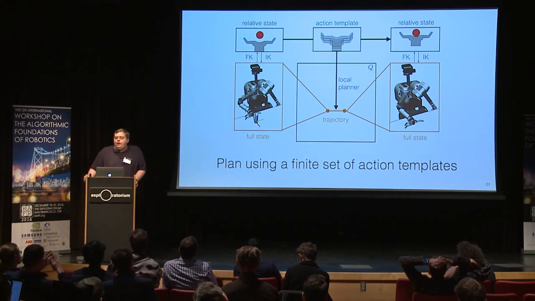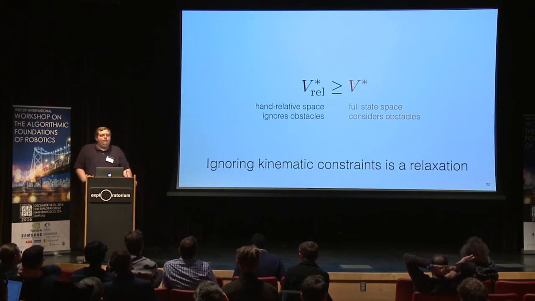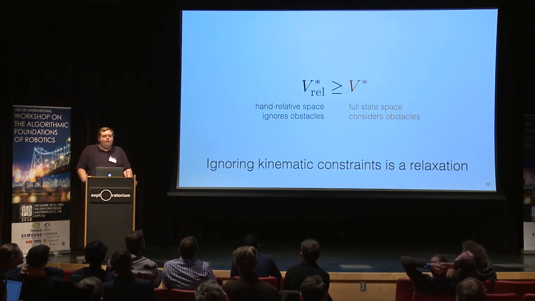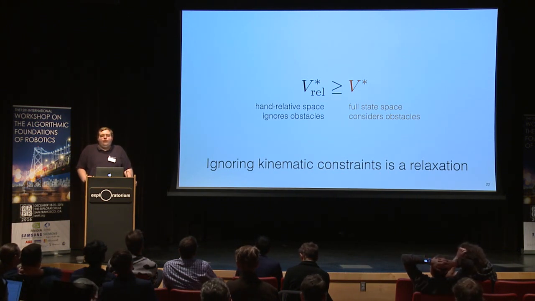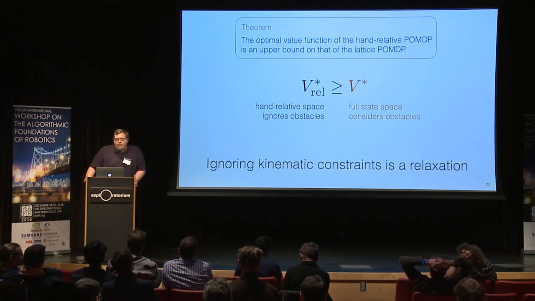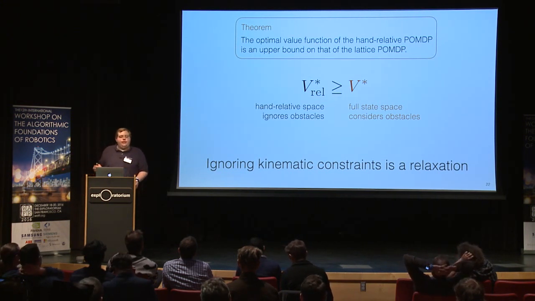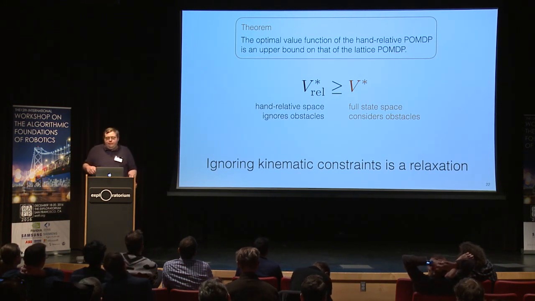So if you think about a hand relative space, it's essentially the full space with no obstacles. So the intuition might be that the value function of the optimal hand relative policy is greater than the value function of an optimal full policy. And we prove that in the paper. So this optimal value function is an upper bound on this, which gives us a heuristic we can use to guide our search. And in fact, in practice, we could do a little bit more than that.